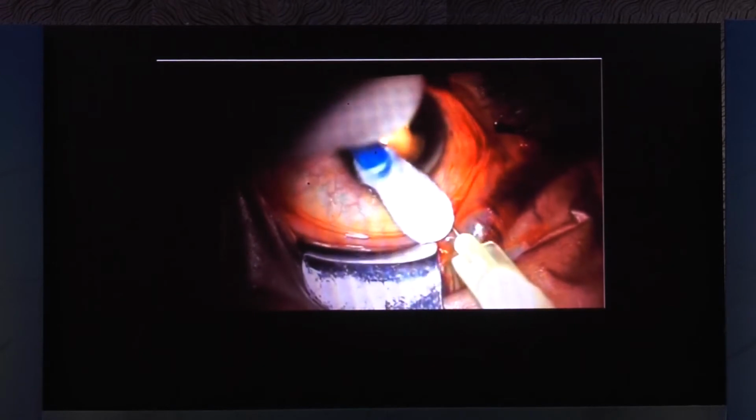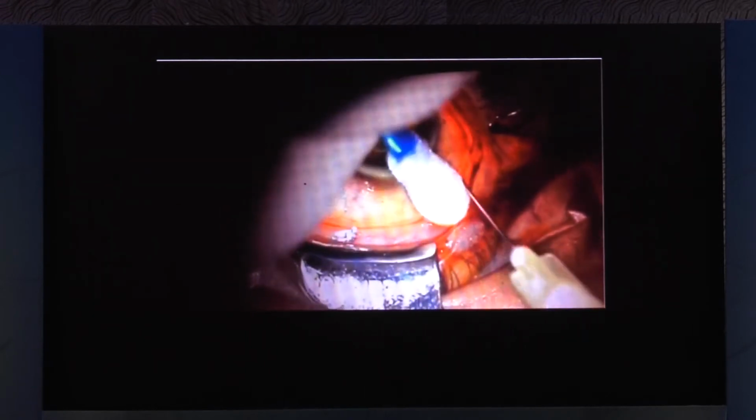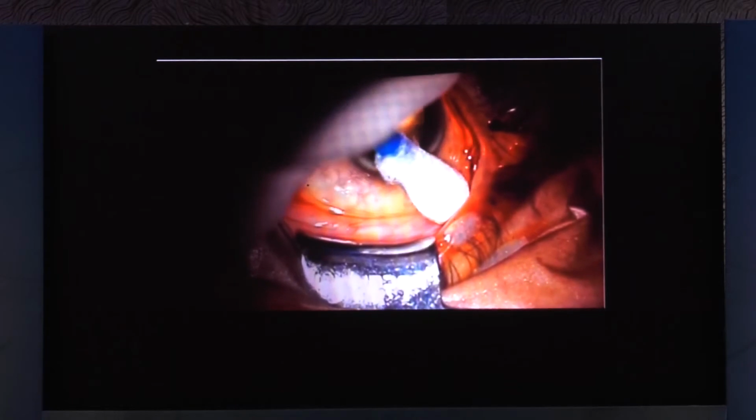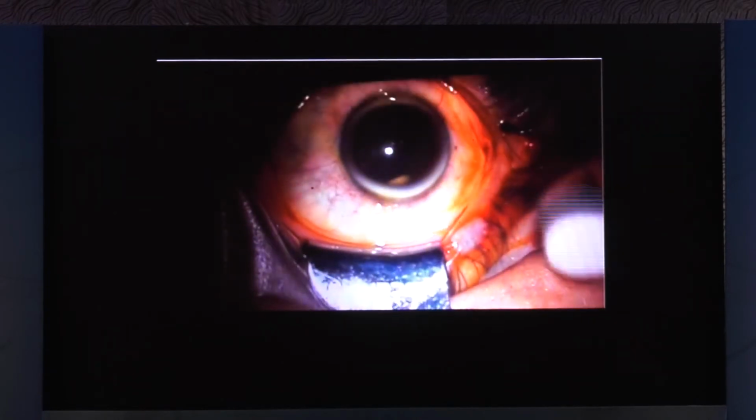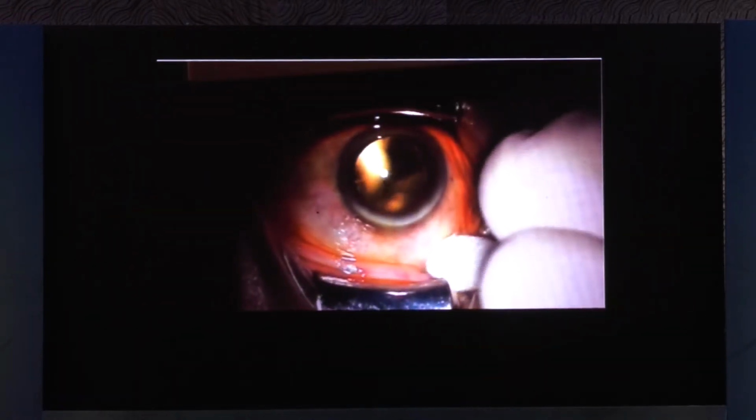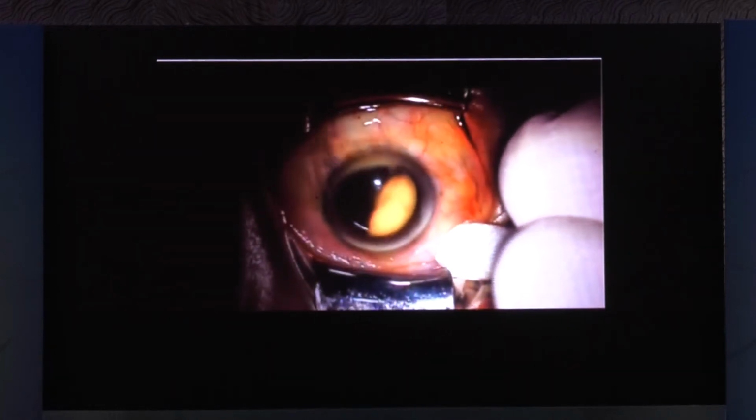You can see the transretinal going inside the eye. Just give a gentle pressure with a cotton bud for maybe 10-15 seconds, and then finally a drop of antibiotic.